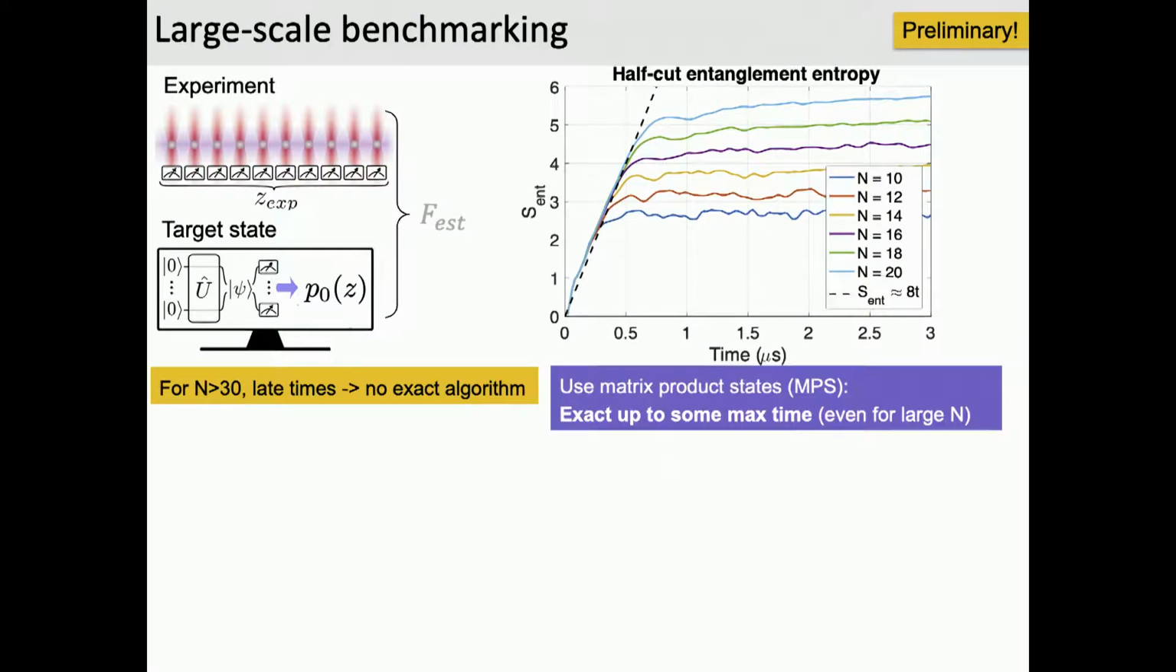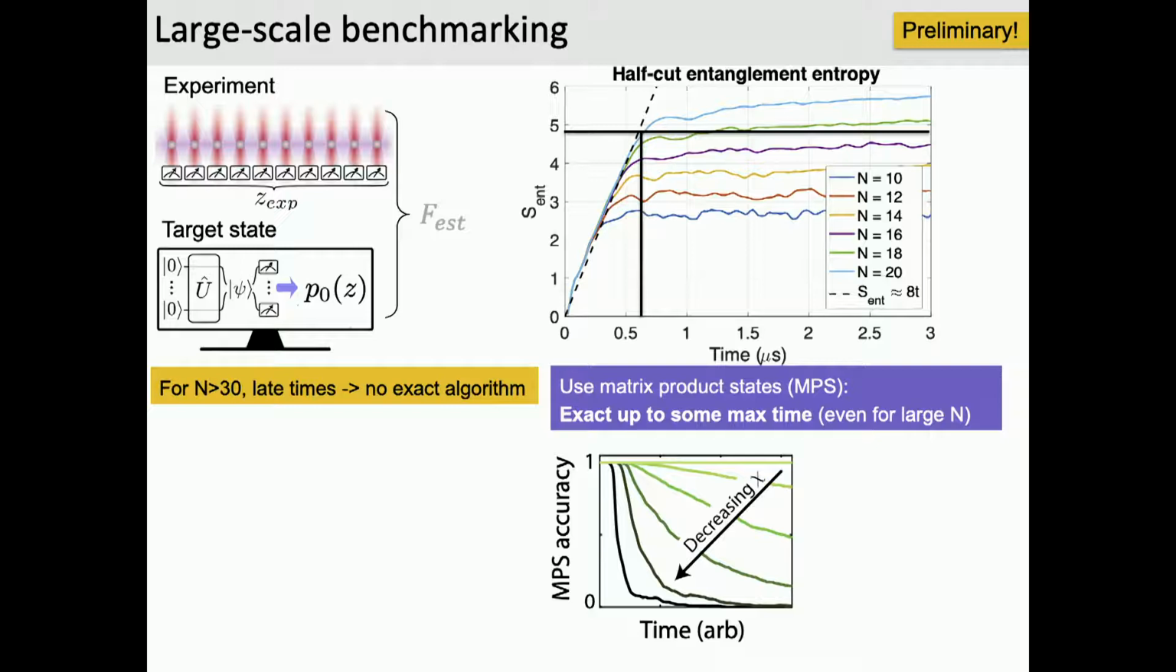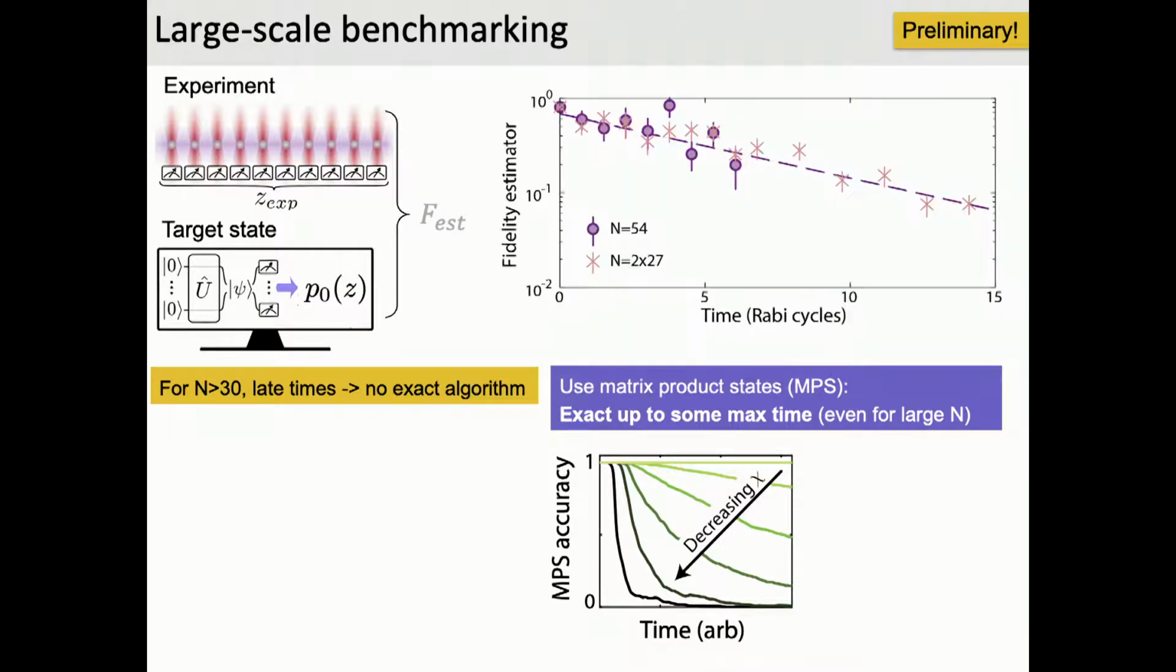However, we can use matrix product states, and they work up to a certain maximum time. The idea is, if your entanglement entropy is not too high, you can still efficiently represent the state, and you basically do benchmarking up to a certain maximum time. The accuracy of the matrix product state is basically 1 up to some time before it dies out, depending on the bond dimension. With this, we can do fidelity estimation up to a certain maximum time and still get these decay rates, approximately at least.